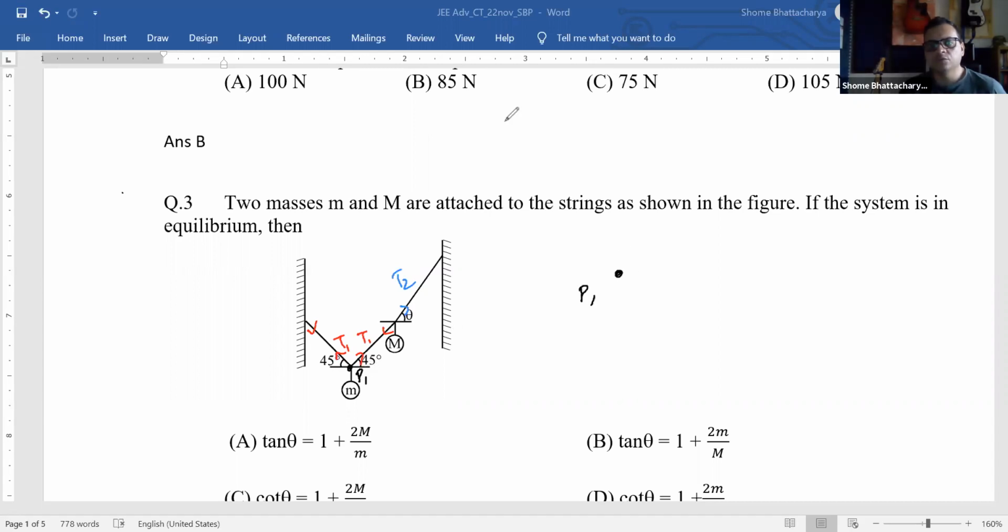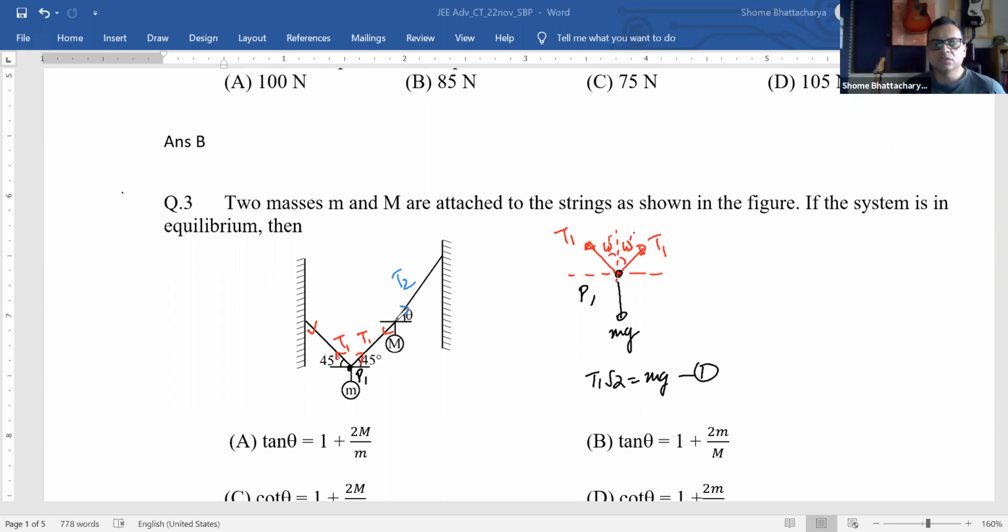Okay, so you take this point as P1. So at that point, net force should be 0. So there are two tensions, T1 and T1, acting like this, such that they are actually perpendicular to each other, and these angles are 45. Okay, and that is balancing the weight of the smaller block that is creating tension at the point P1 downwards. So you have how much? T1 root 2 is equal to small mg. So that's your first equation.